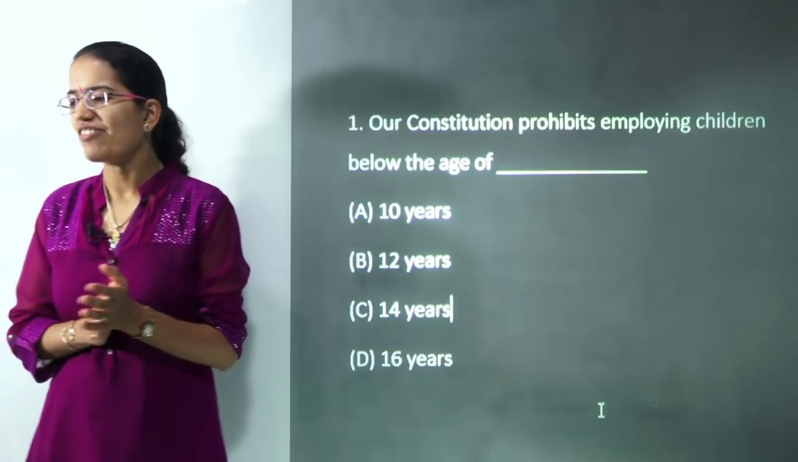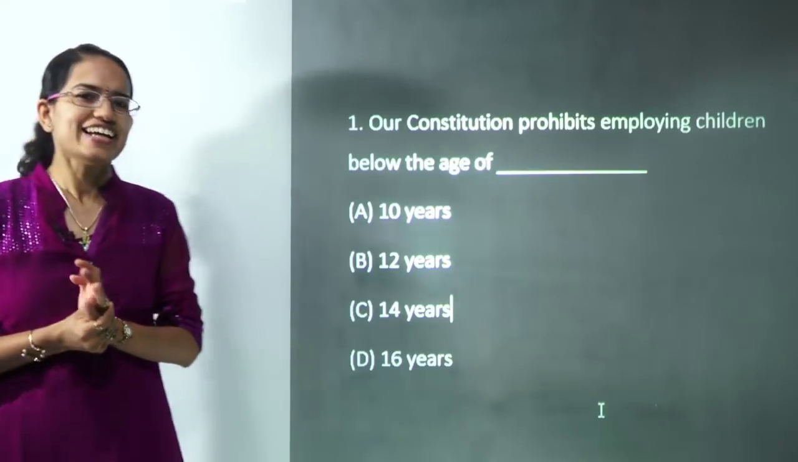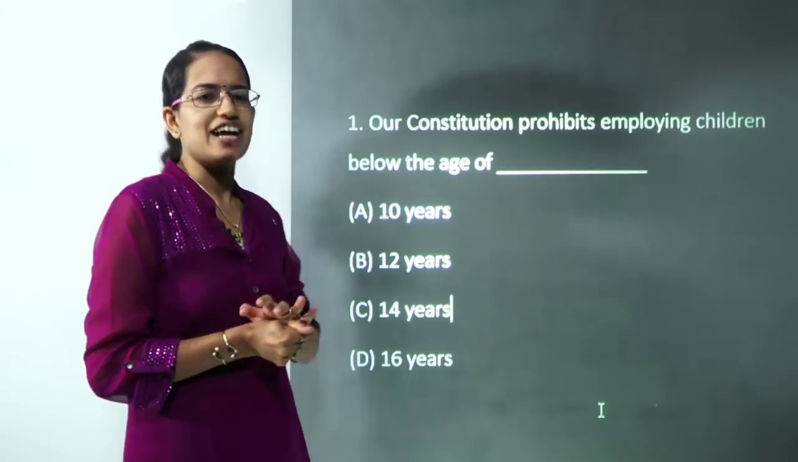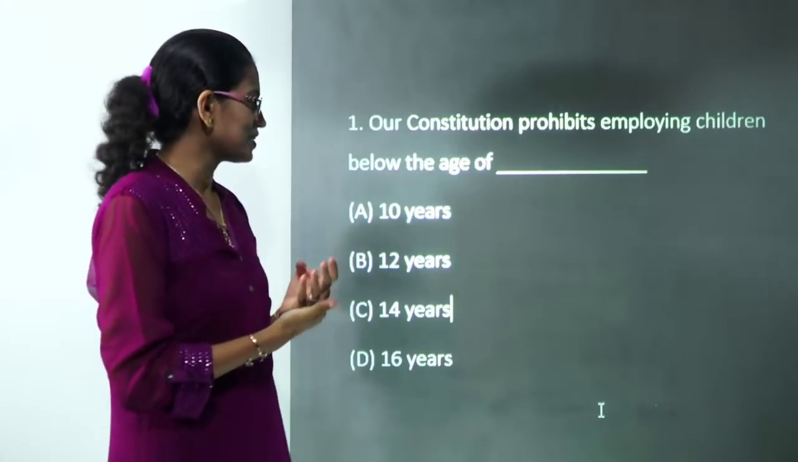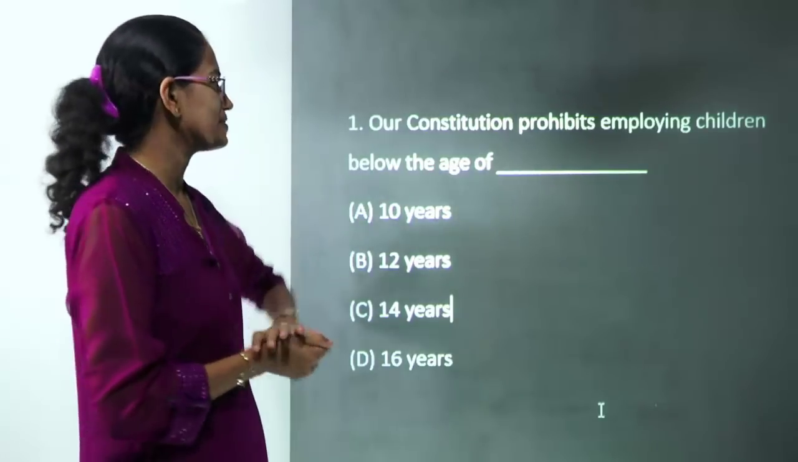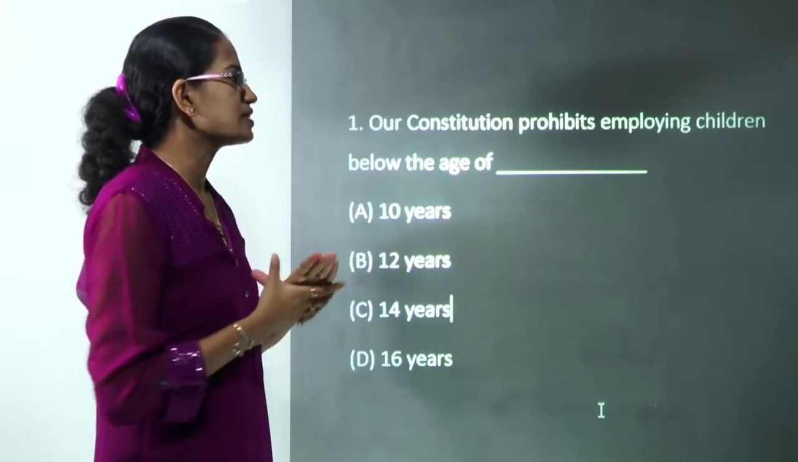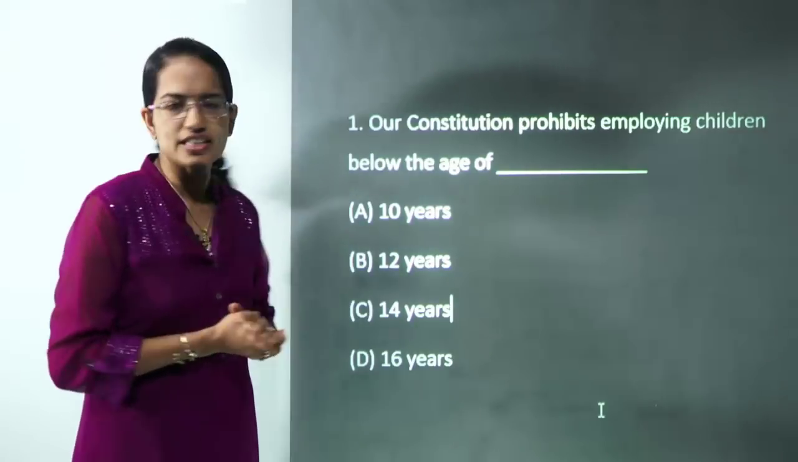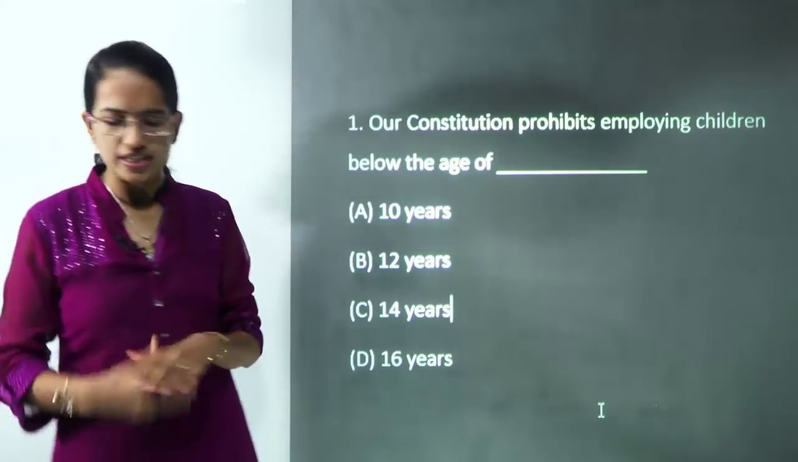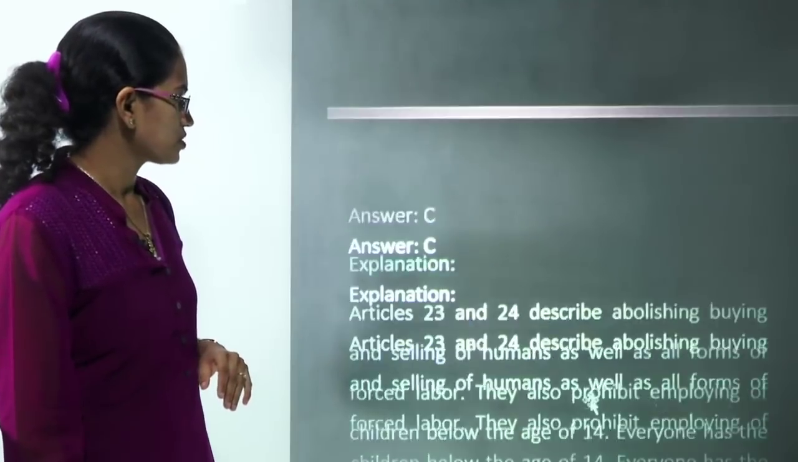Before I start, I have answers coming up. Great going. Okay, so it seems you all are in a hurry. Last 2 days remaining. Okay, so let's do it at a faster pace. The Constitution prohibits employing children below the age of 14 years. That's the correct answer. Good going. Okay, so let's move on to the next question.